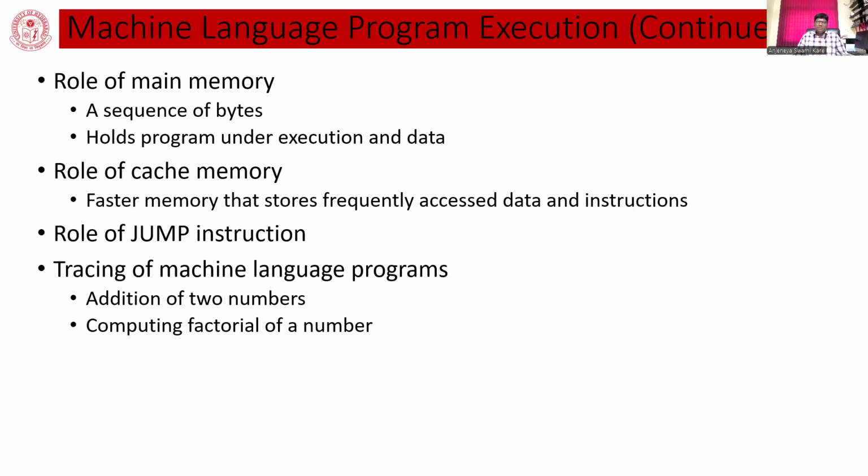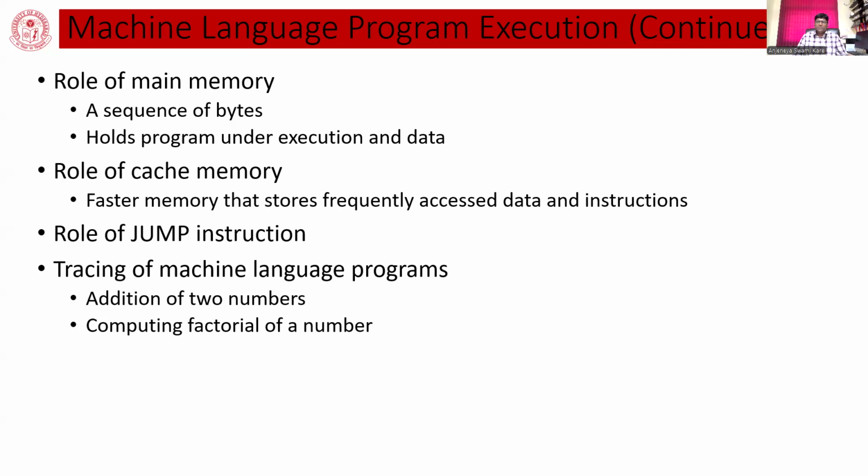Communicating to the main memory is a time-taking process. The communication between the CPU and main memory is a time-taking process. That is why if we have a faster memory, that will improve the running time of the program. So that's why we have a cache memory. It contains frequently used or previously used data or instructions.